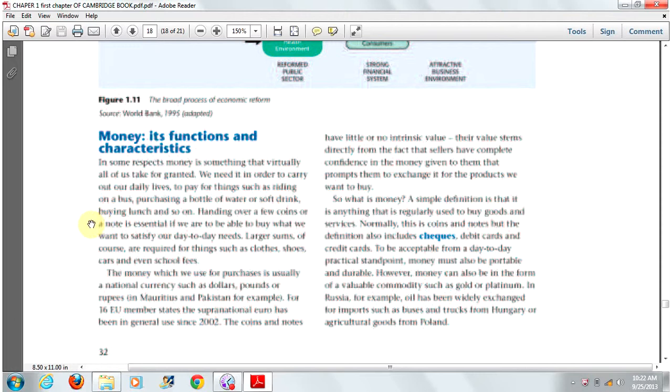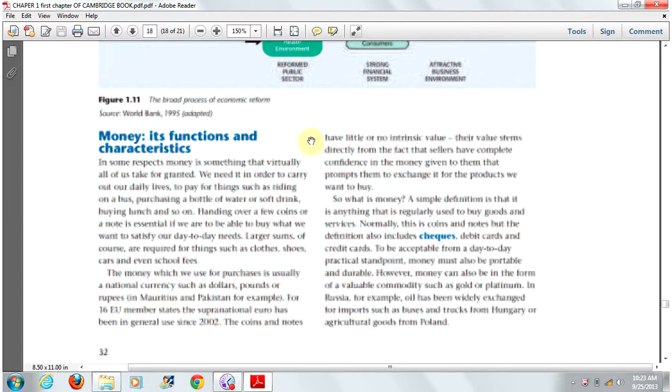The money which we use for purchases is usually in national currency such as dollars, pounds, or rupees. For 16 EU member states, the supranational euro has been in general use since 2002. The coins and notes have little or no intrinsic value. Their value stems directly from the fact that the sellers have complete confidence in the money given to them, which prompts them to exchange it for the products we want to buy.